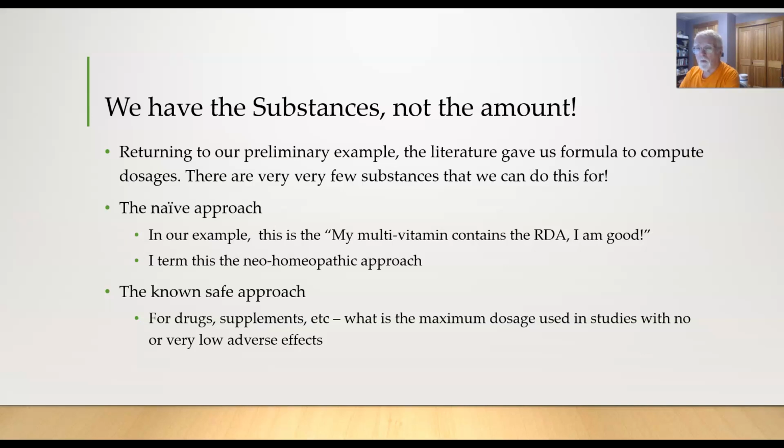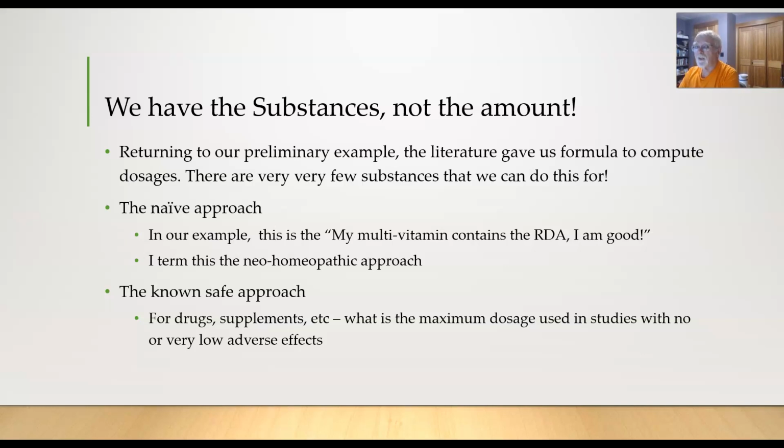And going to the RDA approach, I often term that a neo-homeopathic approach. The fact that you're taking something of substance means you're taking enough of a substance, which is basically almost homeopathic. Yes, I'm taking vitamin D. I'm doing my RDA. I'm taking inulin. Yes, I'm taking a quarter teaspoon, or it's included in my probiotic capsule, and the amount in there may be 0.5 milligram or 1/10 milligram. I'm taking it. I'm doing the right thing.